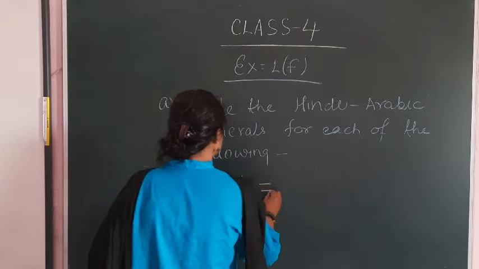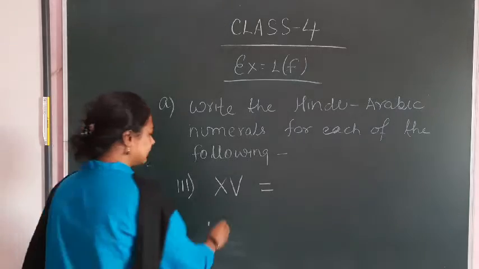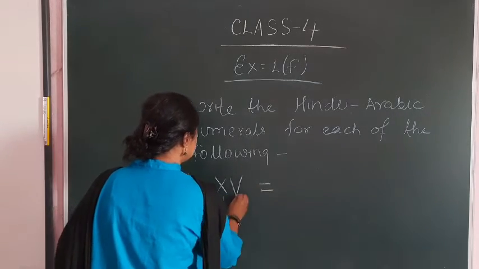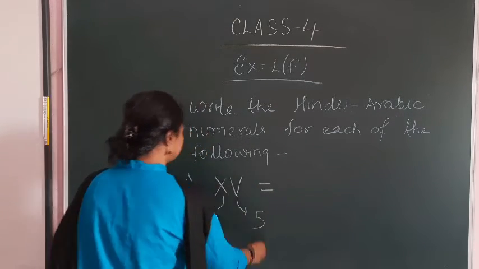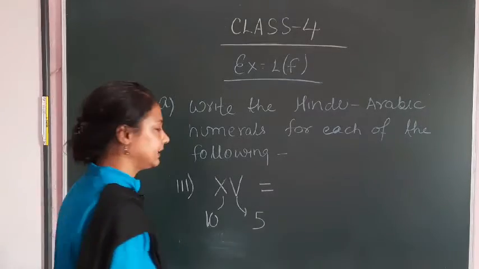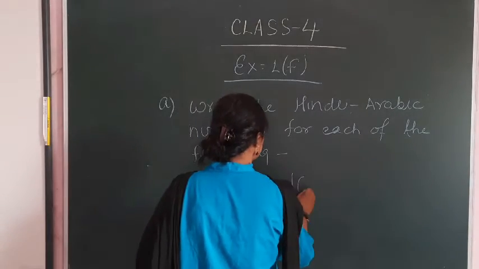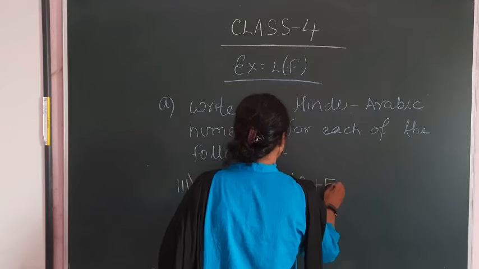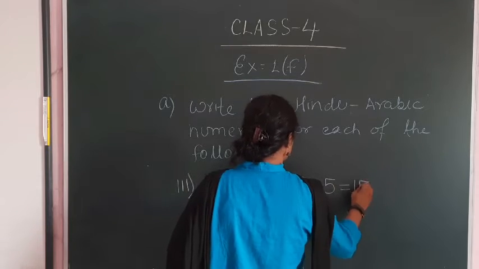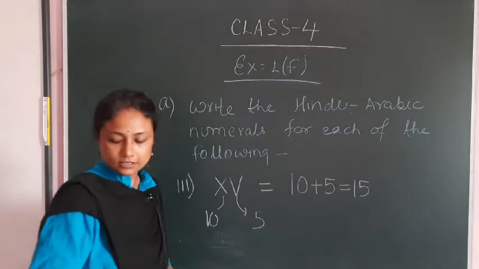What is this? This is 10 and this is 5. 10 and 5, so what do we do? 10 plus 5, this is 15.